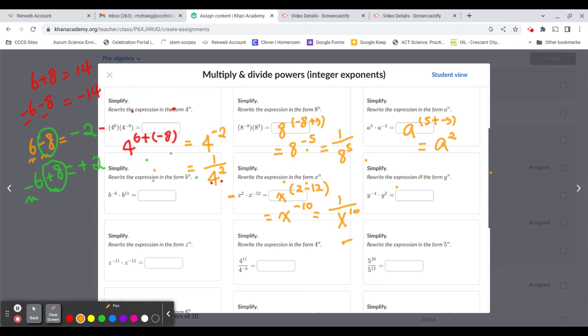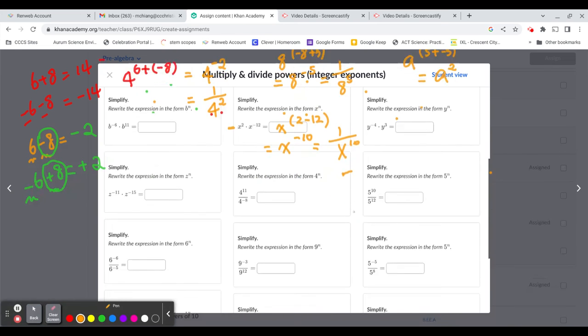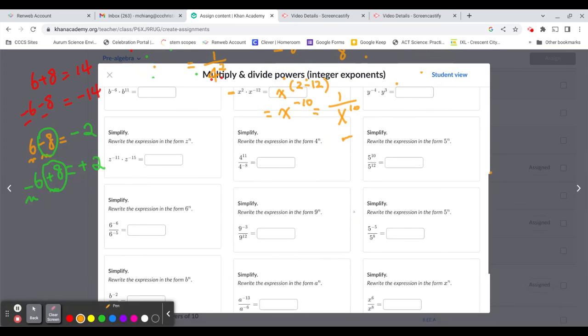But what if you have division? When you have division, you just subtract the power, right? So 4^11, subtract negative 8. Minus is what? Plus, right? 11 plus 8, you get 4 to the power 19.